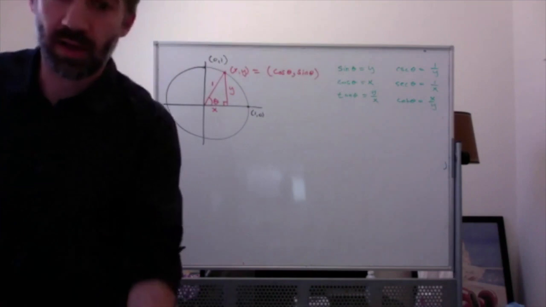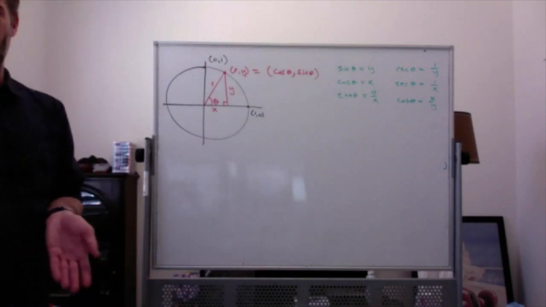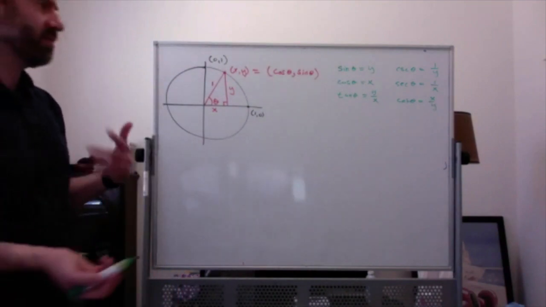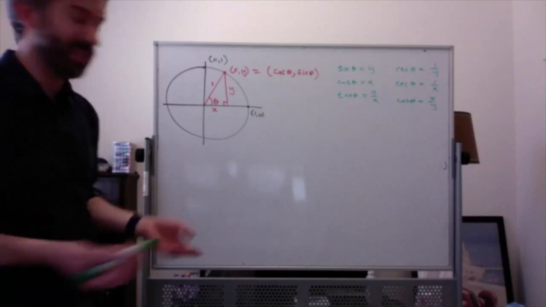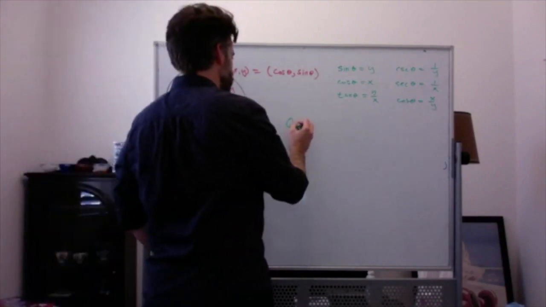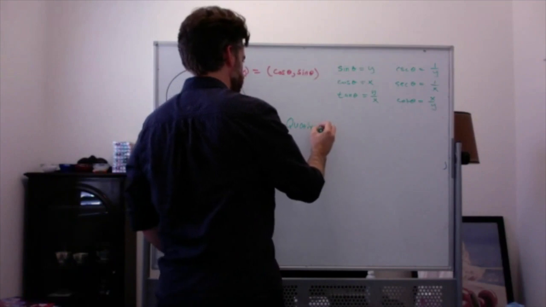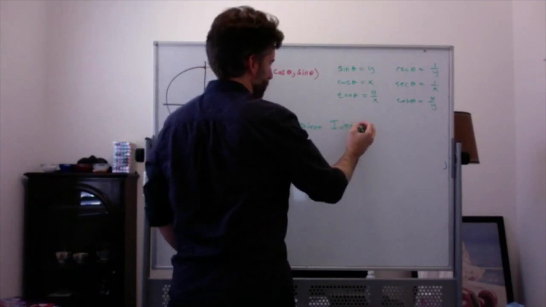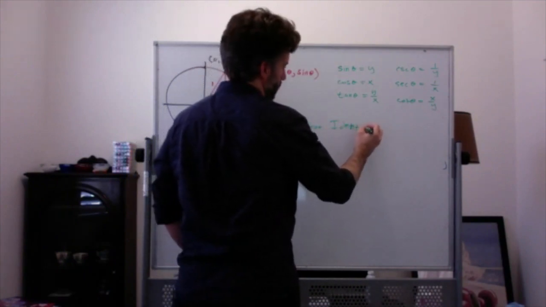So what I'm about to write down are what are typically, or at least what I call, the quotient identities. So basically any identity that has to do with a fraction. So here are the quotient identities.